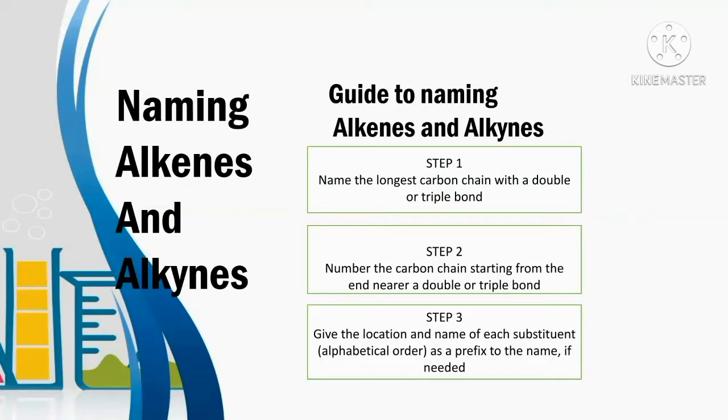Naming alkenes and alkynes. Guide to naming alkenes and alkynes. Step 1. Name the longest carbon chain with a double or triple bond. Step 2. Number the carbon chain starting from the end near a double or triple bond. Step 3. Give the location and name of each substituent in alphabetical order as a prefix to the name if needed.